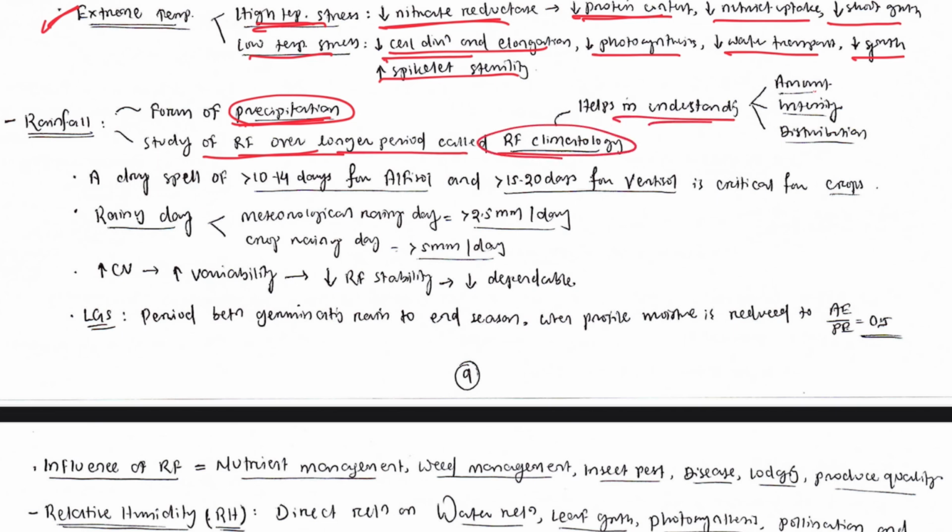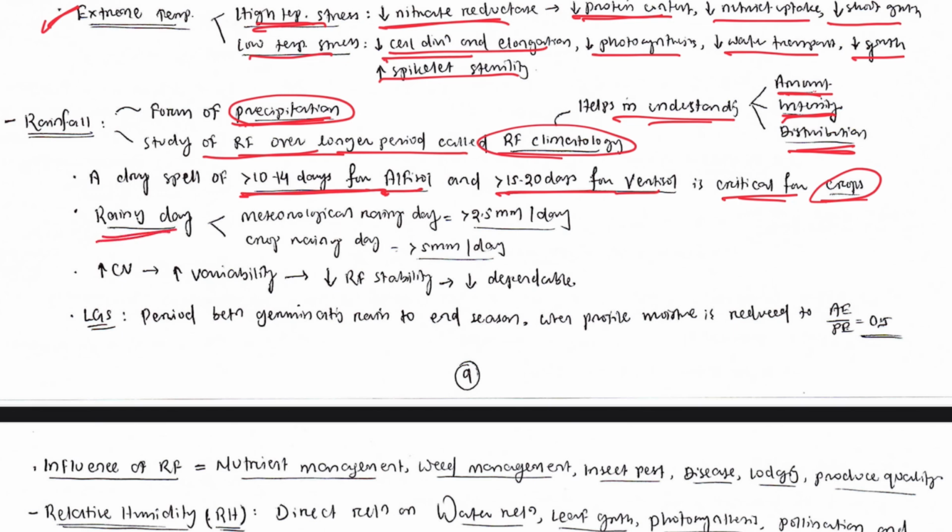It helps in understanding the amount of rainfall in a particular location, the intensity of rainfall during the growth cycle, and the distribution of rainfall, and distribution is much more important. A dry spell of more than 10 to 14 days in alfisol and more than 15 to 20 days in vertisol, because vertisol can hold water for longer period, is called critical for crop. If it is going beyond that, then there might be drought condition.